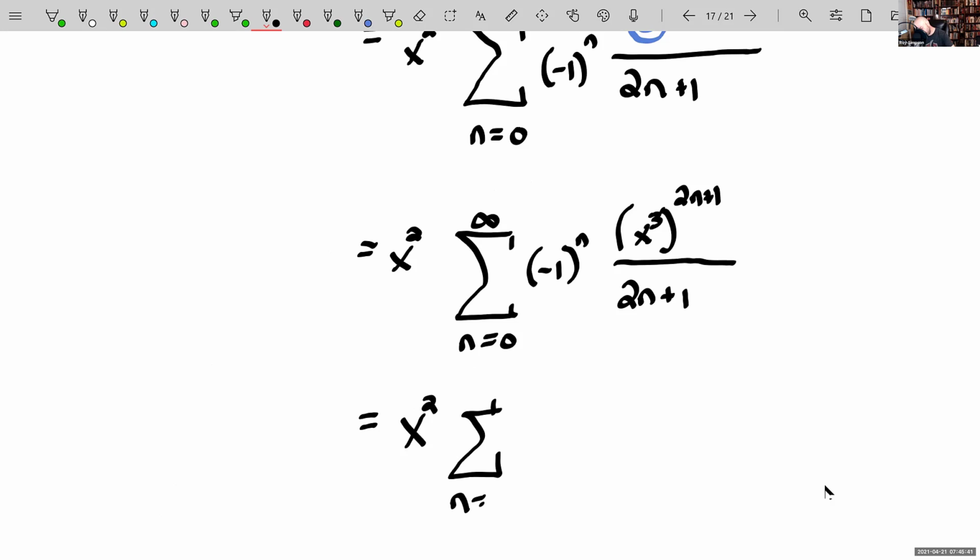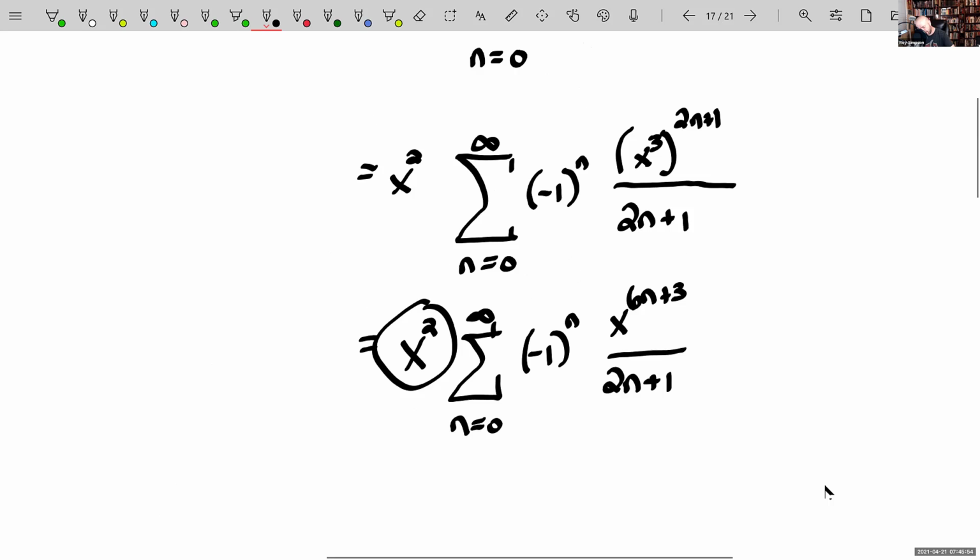Just taking my time here. Some people have already figured out where we're going to land, but x is (6n+3)/(2n+1). And then bring in these two powers of x, and you'll be done.